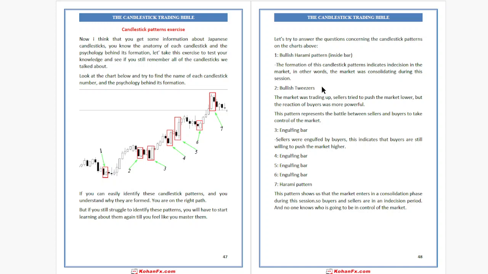Look at the chart below and try to find the name of each candlestick number and the psychology behind its formation. If you can easily identify these candlestick patterns and you understand why they are formed, you are on the right path. But if you still struggle to identify these patterns, you will have to start learning about them again until you feel like you have mastered them. So here the first one is bullish harami.